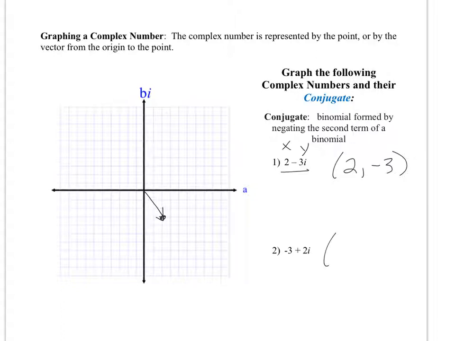Same deal with this one. We would plot negative 3, 2. So negative 3, positive 2. And then we start at the origin and graph that. Probably a good idea to label each one.